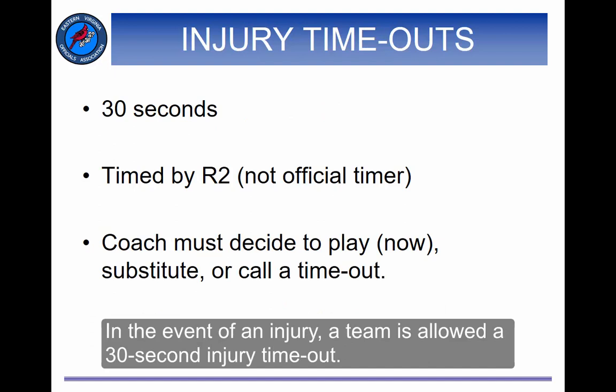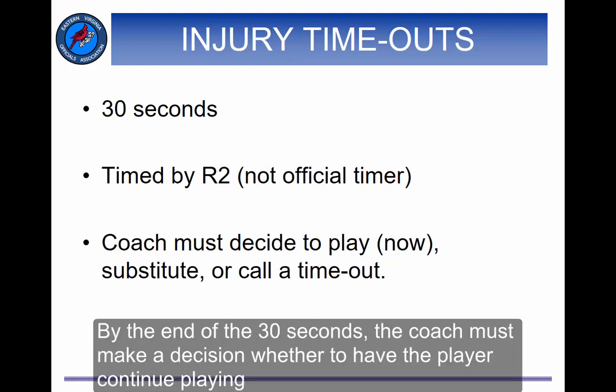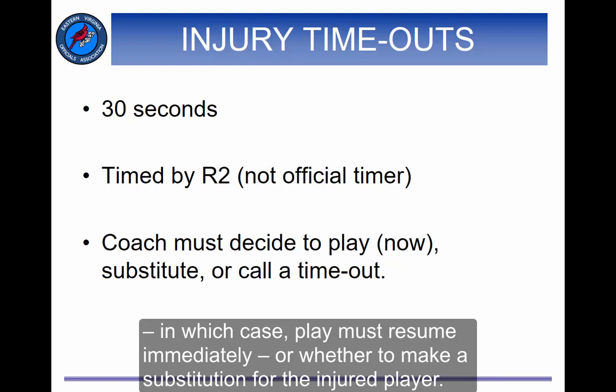In the event of an injury, a team is allowed a 30-second injury timeout. The 30 seconds should be monitored by the R2 rather than by the official timer. By the end of the 30 seconds, the coach must make a decision whether to have the player continue playing, in which case play must resume immediately, or whether to make a substitution for the injured player.